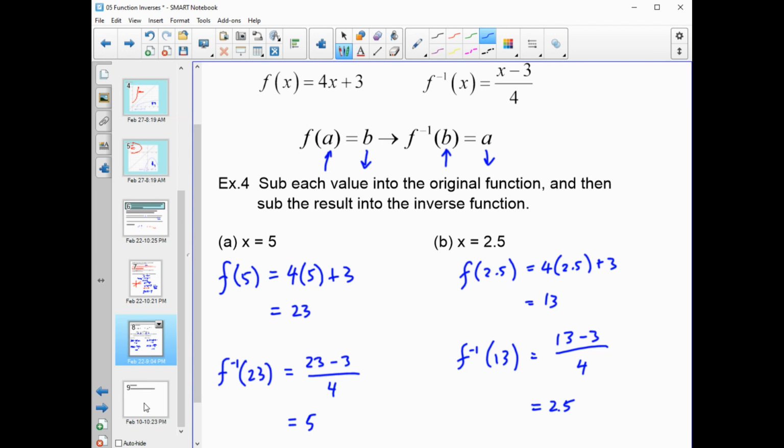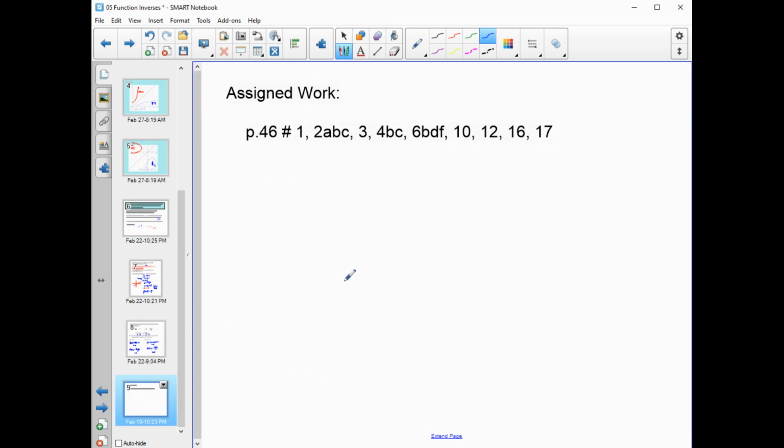We're going to look at inverses in more detail throughout the course as it applies to different functions and some of the other things you can do with them. But that's your introduction for now, and there is some of the assigned work from our current textbook.